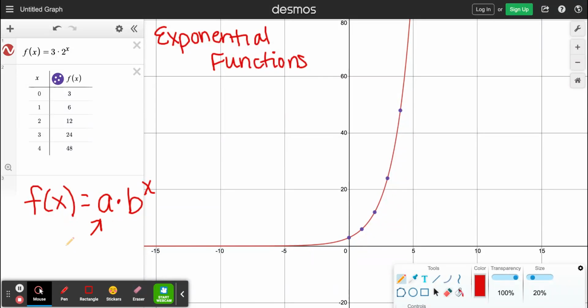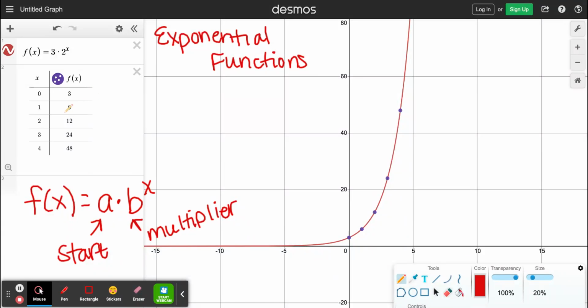A here represents the number that we are going to start with, and b here represents the multiplier. If that multiplier is greater than 1, we are going to have an increase. And if that multiplier is between 0 and 1, then we're going to have a decreasing exponential function. The multiplier here would never be 1 and would never be negative.